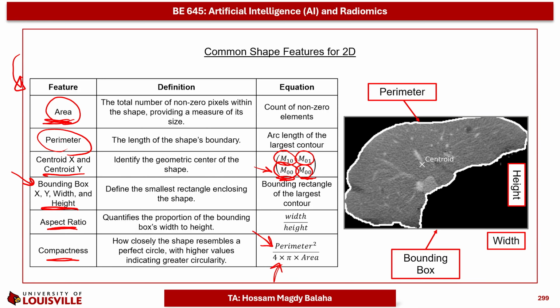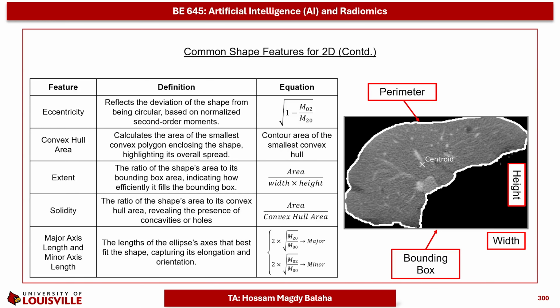So by using the area and perimeter, we can make them a composite feature in the compactness. The next 5 features are eccentricity, and here we are reflecting the deviation of the shape from being circular based on the normalized second order moments, and it's the square root of 1 minus M02 divided by M20. Convex hull area, and here we are calculating the area of the smallest convex polygon enclosing the shape, highlighting its overall spread. And simply we can do that by getting the contour area of the smallest convex hull, and we will know how to do that programmatically.